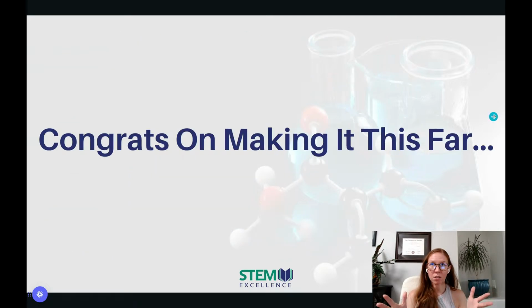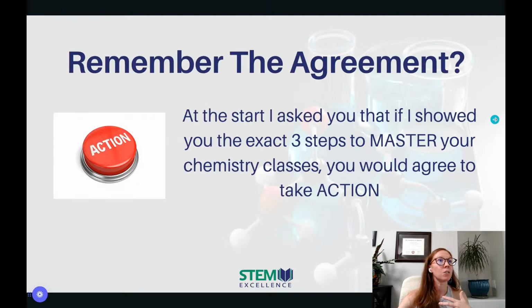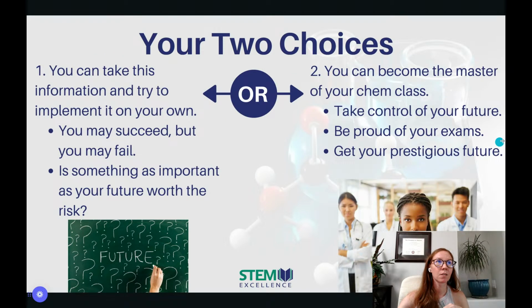So congratulations on making it this far in our training. I want to remind you about that agreement we made. I asked that if I show you these 3 steps that we take our students through, you would agree to take action. So really you have 2 choices on this action that you're going to take. First, you can take this information and you can try to implement it on your own. And that may be exactly what works for you. You may be extremely successful, but you also could fail.